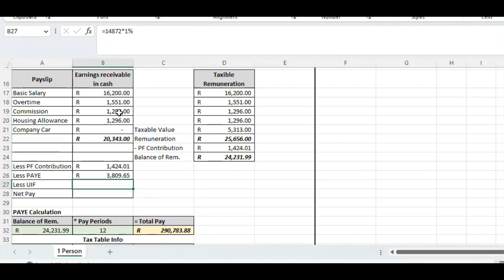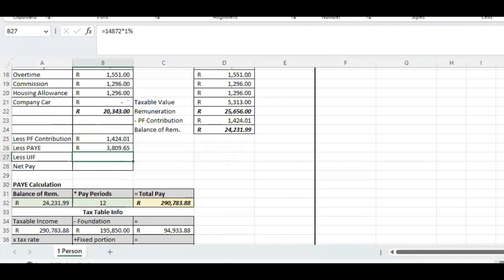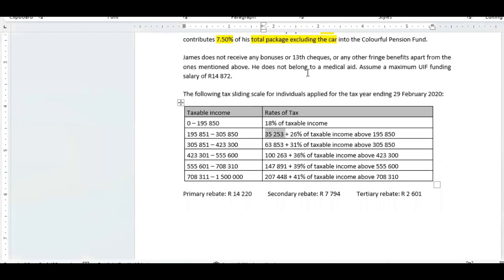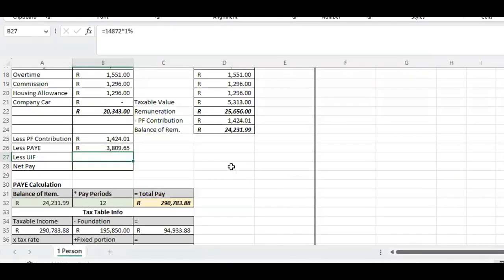And we know that the commission must not be added for UIF purposes, but then also this deduction must also not be used for UIF purposes. And in any case, we can see it is way more than the maximum funding salary for UIF that they gave you. Remember? We told you this. It said that the maximum UIF funding salary is 40,872. So that is what we need to base our calculation on.